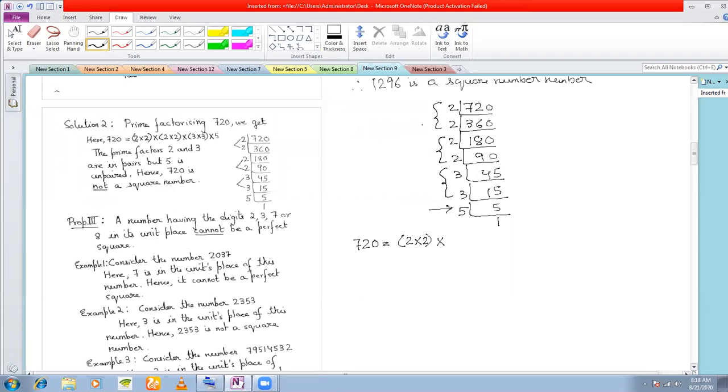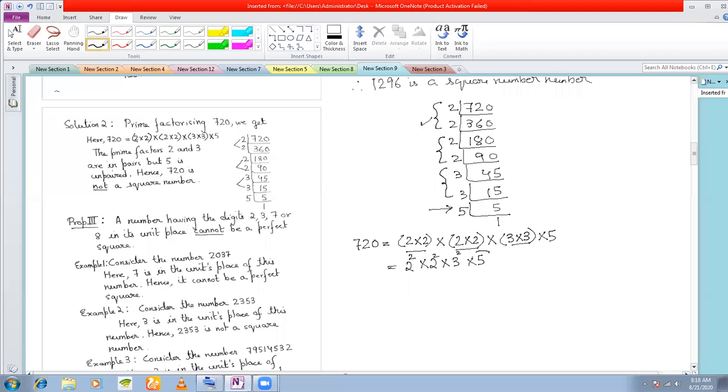So this is your first pair. Next pair is again 2 into 2. Next pair is again a pair of 3. And the last one is 5. So what you see is that 2 has been paired, this has been paired, this has been paired. So that means I can write this as 2 square into 2 square into 3 square into 5.